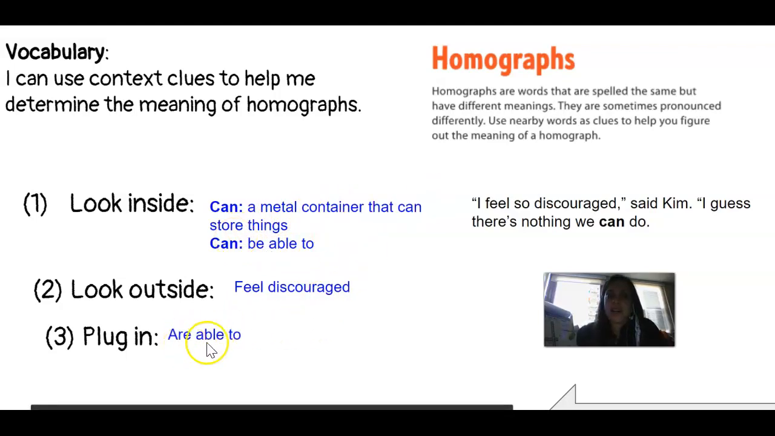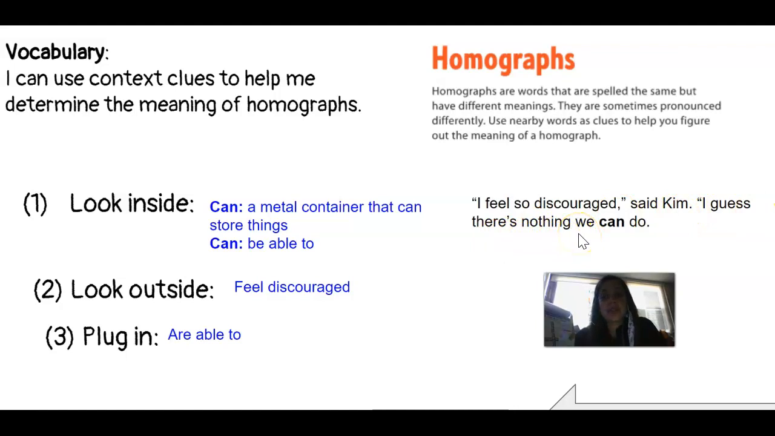So I'm going to plug in "are able to." "I feel so discouraged," said Kim. "I guess there's nothing we're able to do." That sounds right. It makes sense. So we just looked inside of our word and we thought of the meanings that we already know. We used our clues around it, and then we plugged in a meaning to make sense.